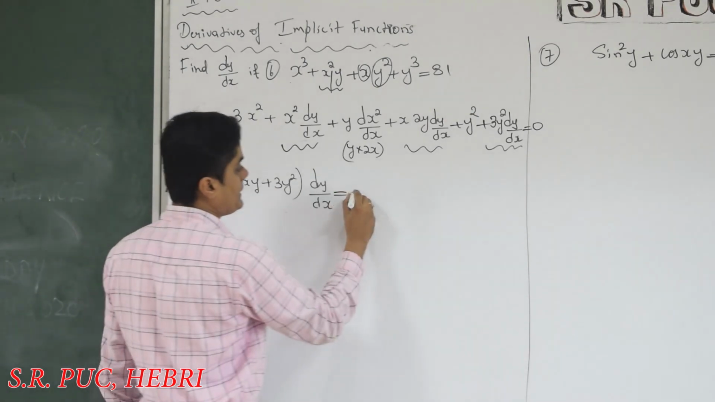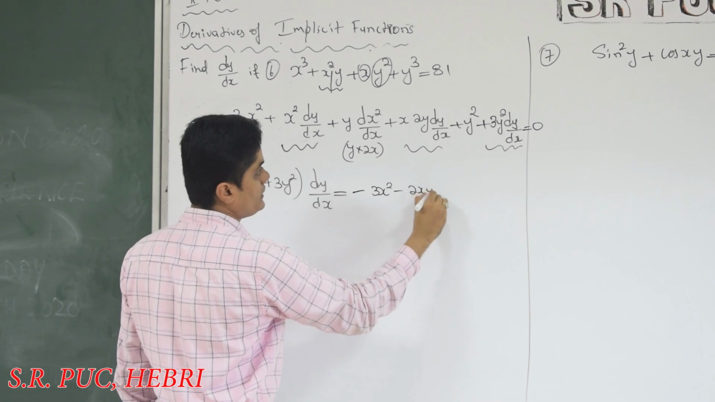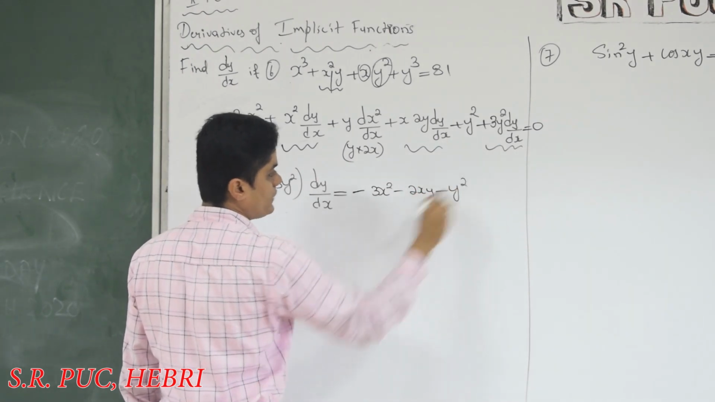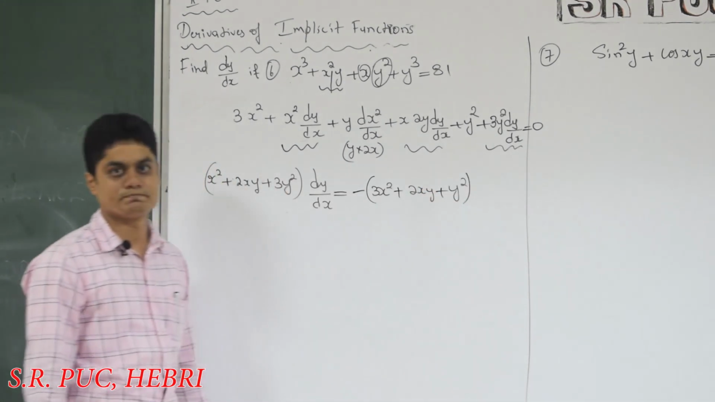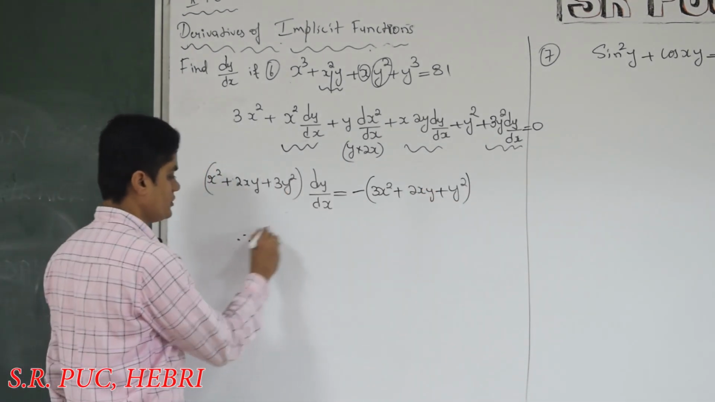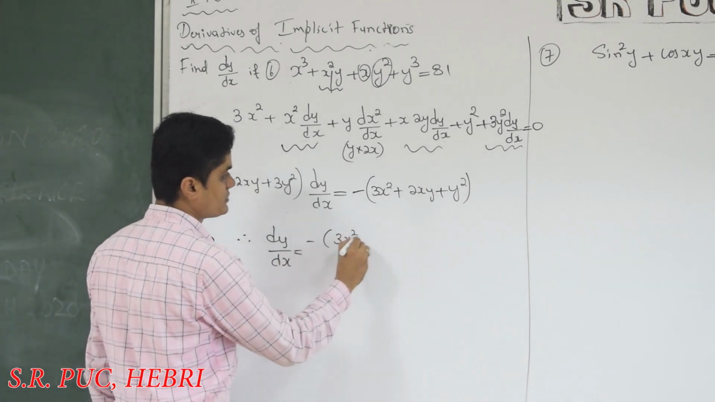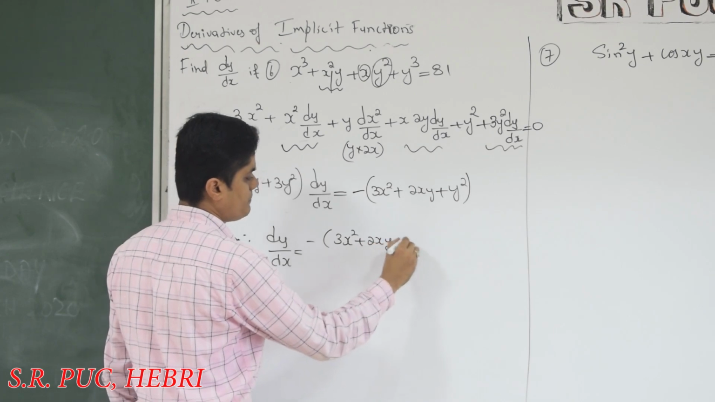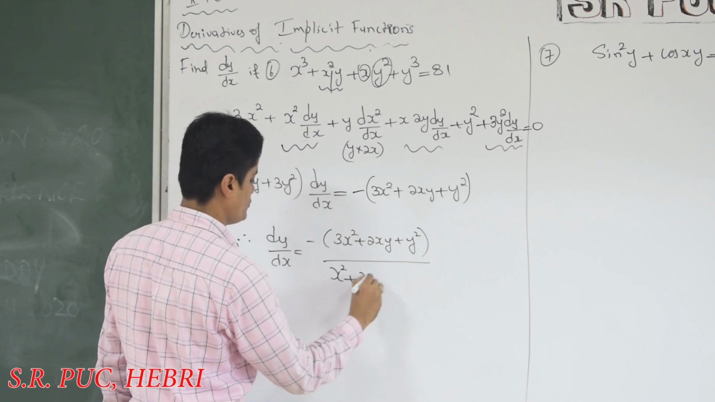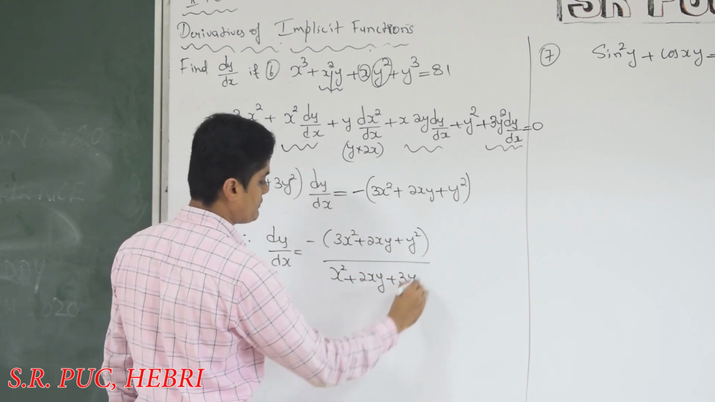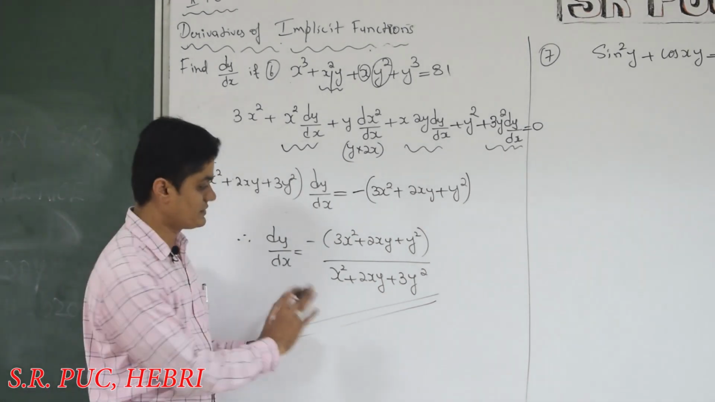What is the first term? Minus 3x square. Here minus 2xy. Third one, minus y square. And do one thing: put a bracket and convert this into plus. Understood? Therefore, what is dy by dx? dy by dx is equal to minus (3x square plus 2xy plus y square) divided by (x square plus 2xy plus 3y square). Definitely no need to simplify further. Remember that. Just get this answer.